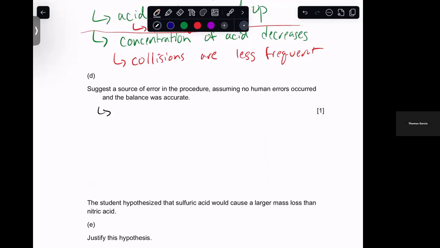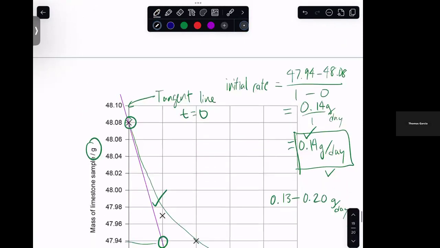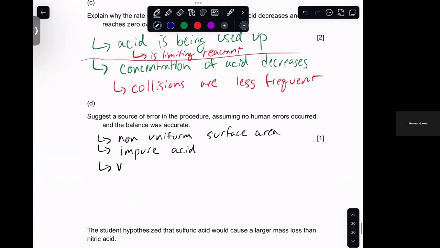First off, you could have non-uniform surface area. Rocks are all different, so you could have a non-uniform surface area of the rocks. You could say you have impure acid. Impure acid. So you may think that it's 0.100 molar, but it might not be. You'll notice right at the top it says limestone is mainly composed of calcium carbonate. Your samples could have different compositions, so variation in limestone sample composition.